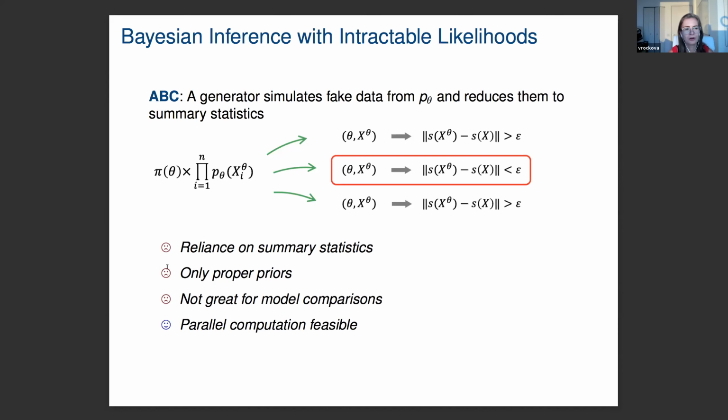I do have some downsides here, just because I like to sometimes give you the pluses and minuses. I guess that this crowd also knows certain disadvantages of ABC. One of them is reliance on summary statistics. That has been somewhat automated using different measures of distance, maybe Kullback-Leibler or Wasserstein distances, between the fake and observed data using classification as well.